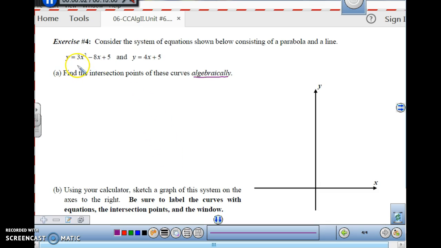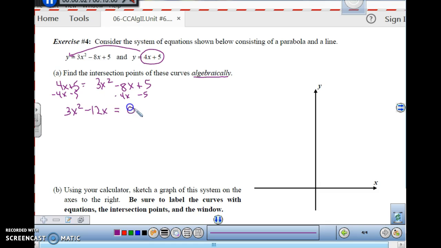But to find it algebraically, what we have to do, well, this says y equals and this says y equals. So we want to take 4x plus 5, and we're going to plug it in right there. So it's going to be 4x plus 5 is equal to 3x squared minus 8x plus 5. All right, now get this equal to 0. I want a positive x squared, so I'm going to move 4x plus 5 over to this side, so it's minus 4x minus 5, and that gives you 3x squared minus 12x is equal to 0.